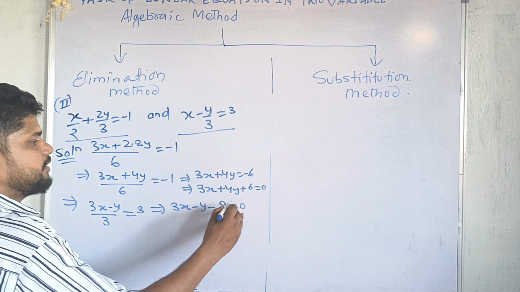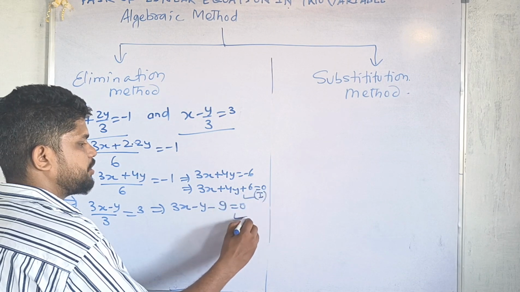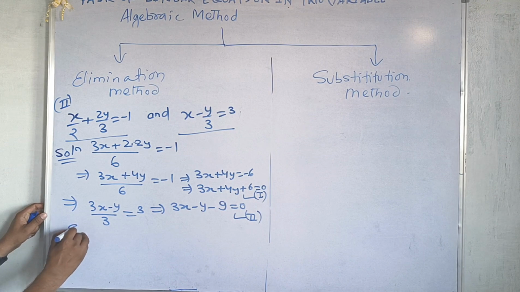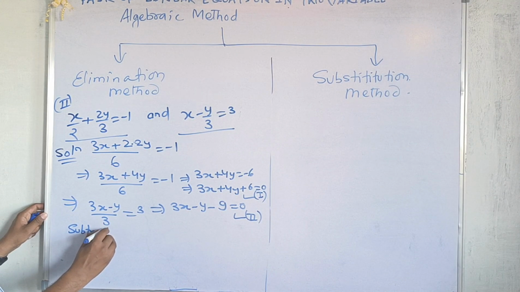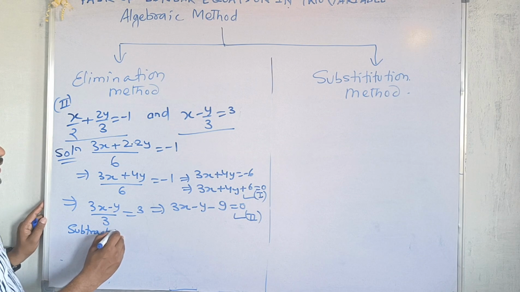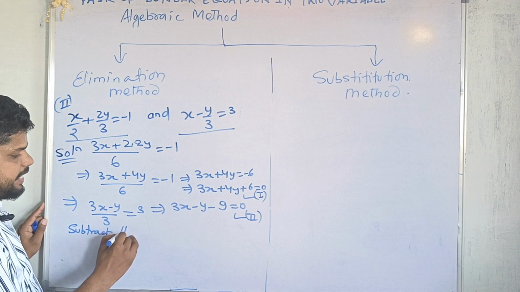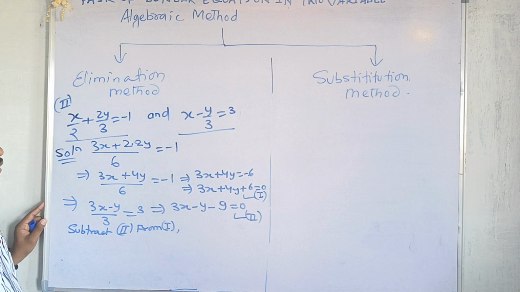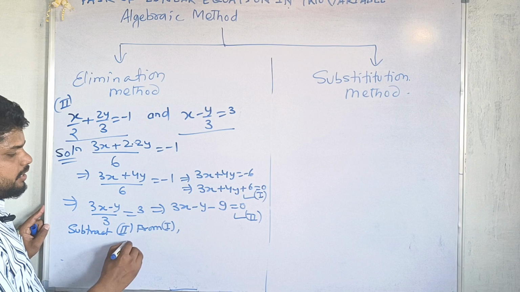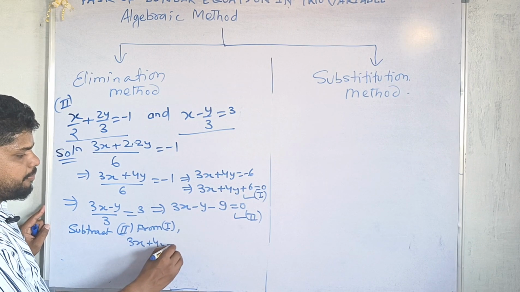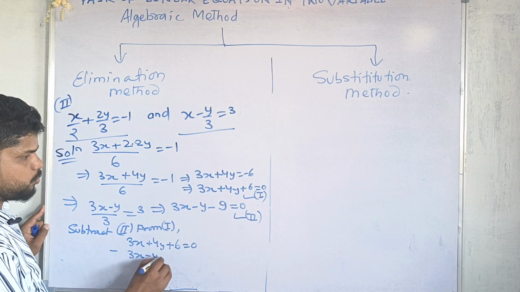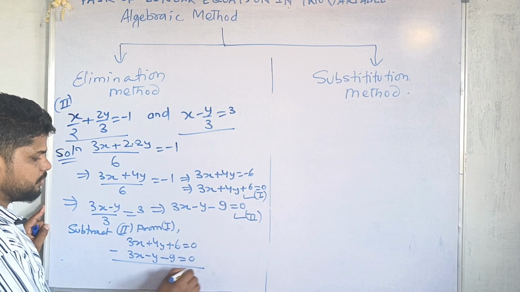Now we are having equation number 1 and equation number 2. But under this elimination method, what I can do is subtract second from 1. So subtracting second from 1, we will get 3x plus 4y plus 6 is equal to 0 minus 3x minus y minus 9 is equal to 0.